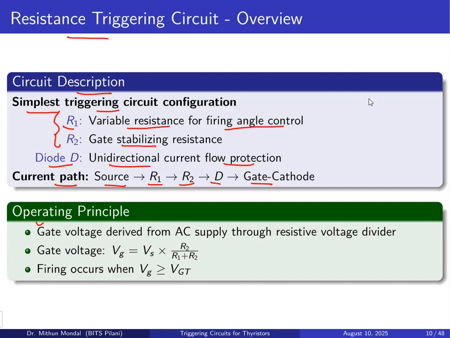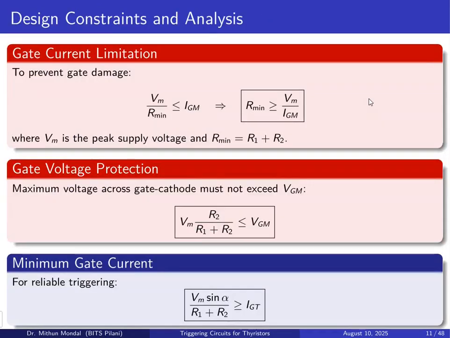The operating principle of this resistance triggering circuit is that the gate voltage is derived from an AC supply through a resistive voltage divider circuit. The gate voltage can be calculated from the voltage divider rule: the source voltage multiplied by the ratio of resistor R2 to the combination of resistors R1 and R2. Firing occurs when the gate voltage is greater than the minimum gate threshold voltage.